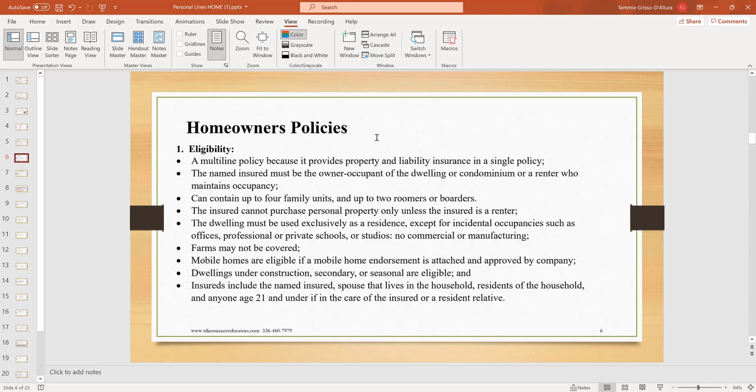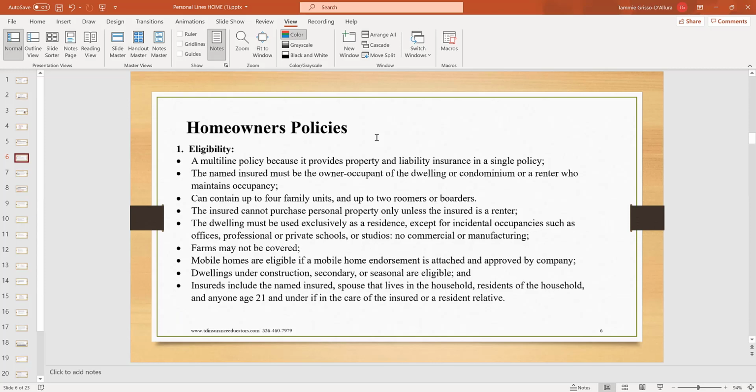Now, as we go through policies, you're going to hear, is this a property only policy, or is it property and liability combined in a single policy? So a lot of the policies that we'll talk about, like mobile homes, are property and liability policies. Like dwellings, when we get to dwelling policies, it's only property. But when it comes to homeowners, it is a multi-line policy because it provides property and liability in a single policy.